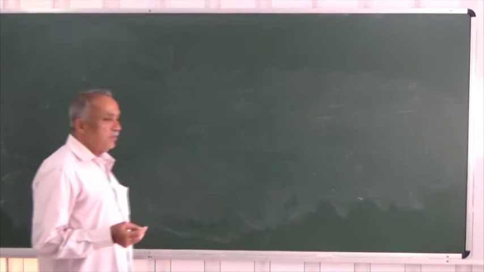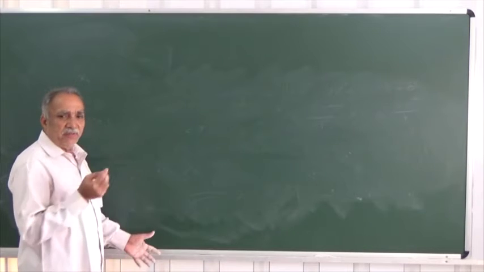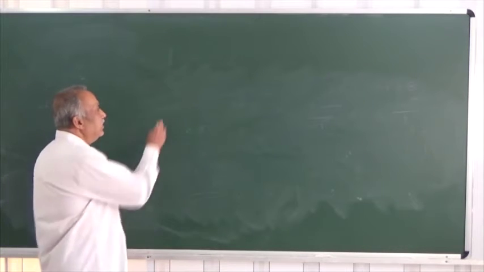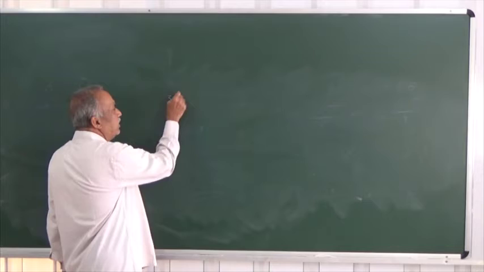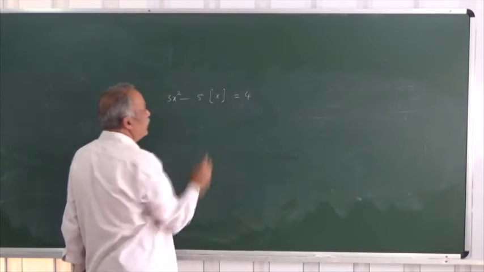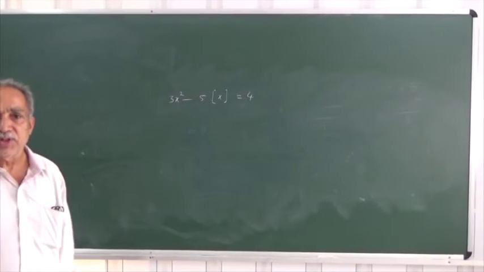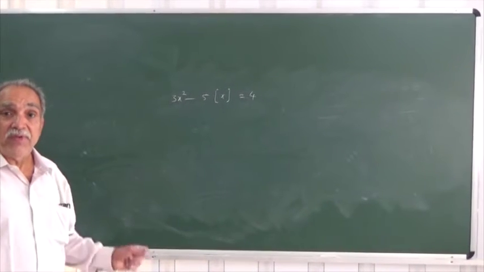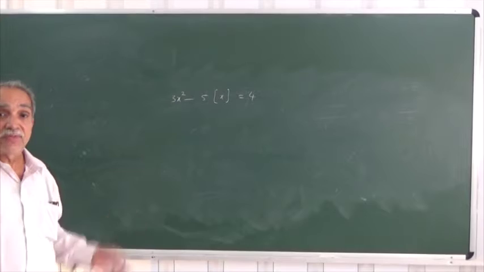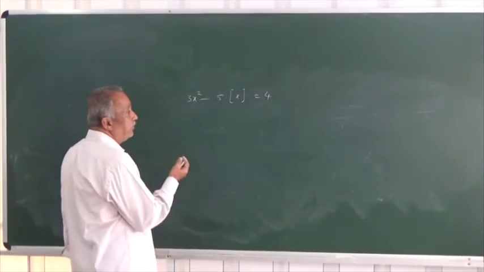One more equation of the same type, but with a different kind of solution set. Say 3x² − 5[x] = 4. I want to know what the solutions of the equation are, what the different x values are that may satisfy the equation. Okay, same procedure I will be once again repeating.